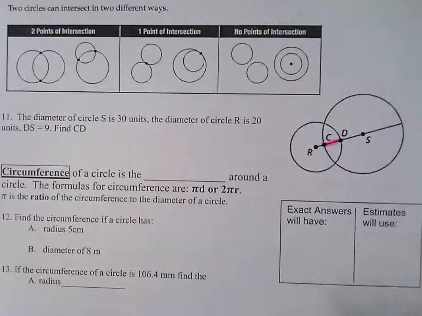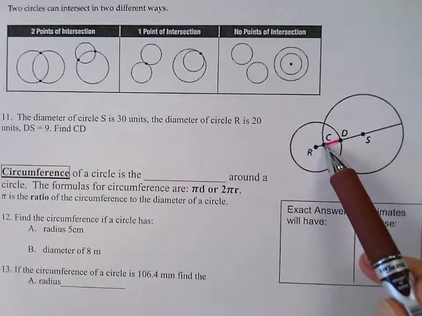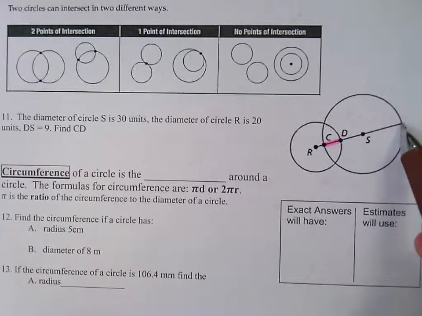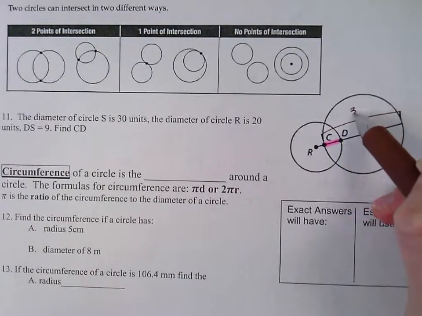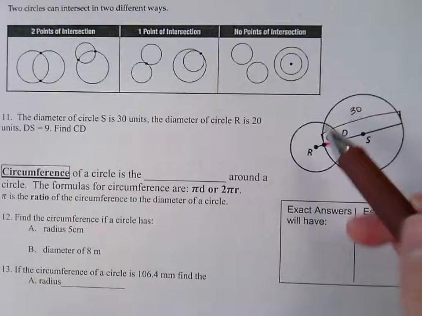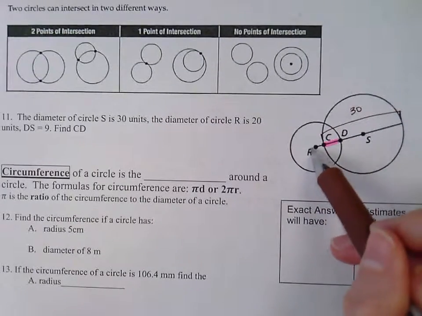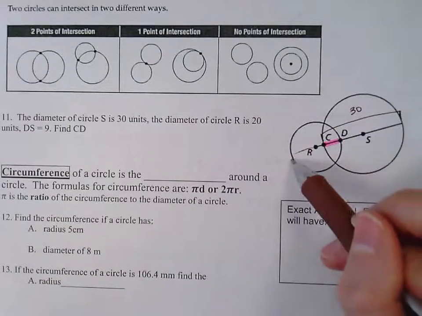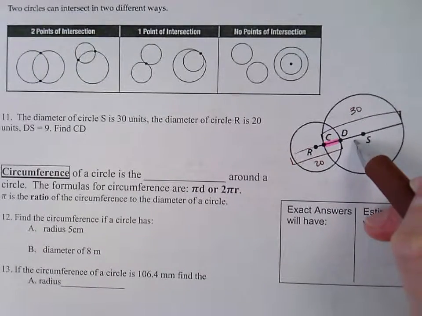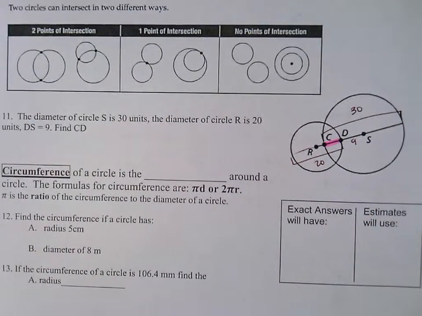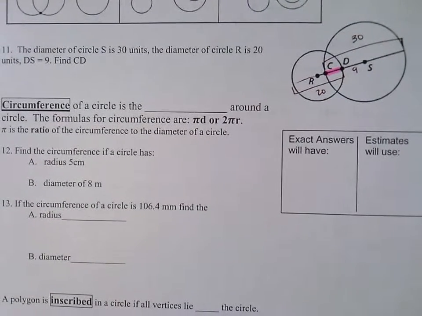And then I know the diameter of S, which would go from this point C all the way over here. That length is 30. The diameter of circle R, that would go from D all the way, if I extended that out, that diameter is 20. And then I know DS is 9. So I would recommend, when it gives you something like that, labeling what you know.